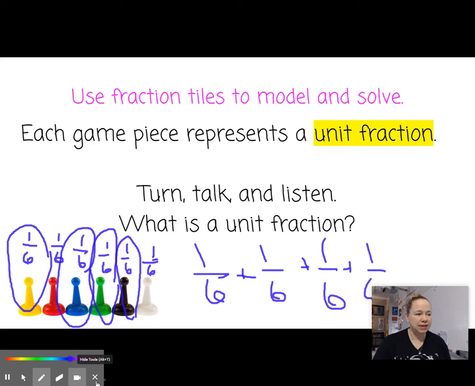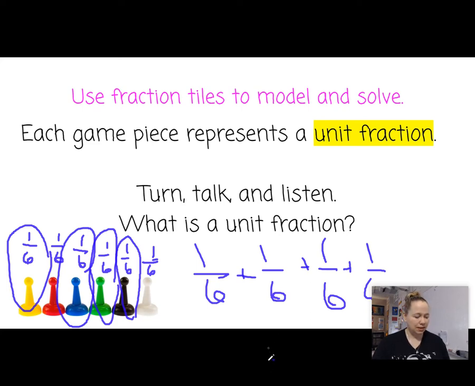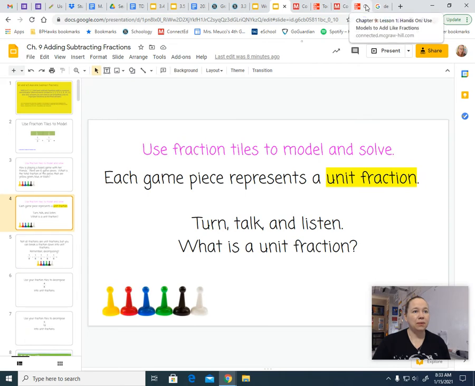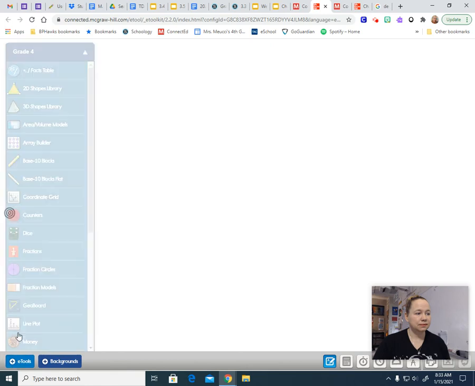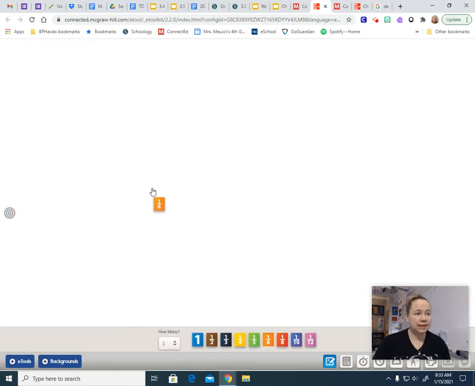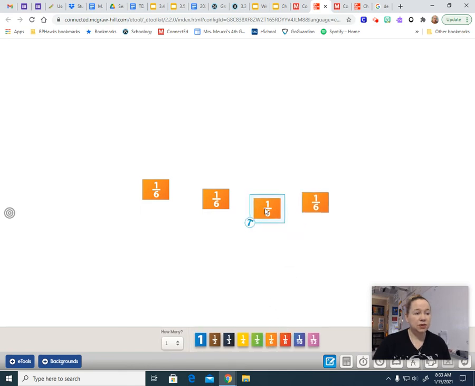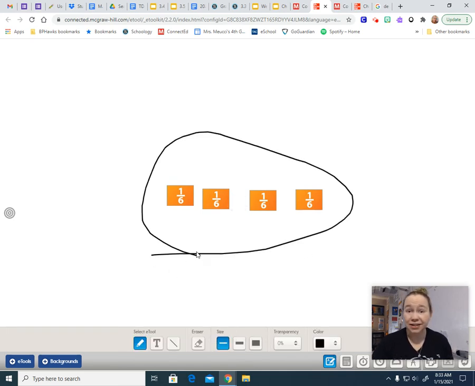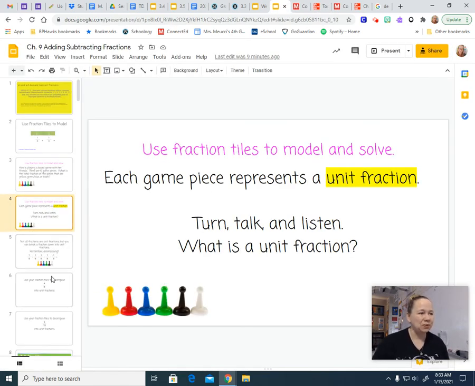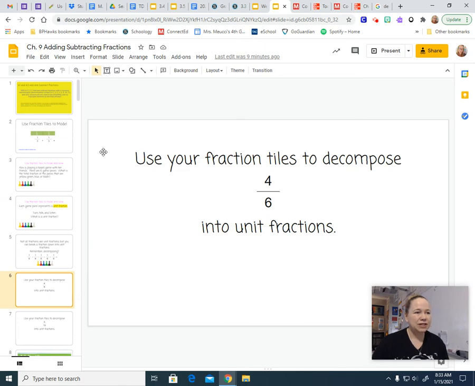And if we had our fraction tiles out, that would look like 1/6, 1/6, 1/6, 1/6, right? So that's what this would look like. 1/6 plus 1/6 plus 1/6 plus 1/6 equals how many? 4. There's 4 of them, right? 4/6. Okay, great. All right, so we just did that.